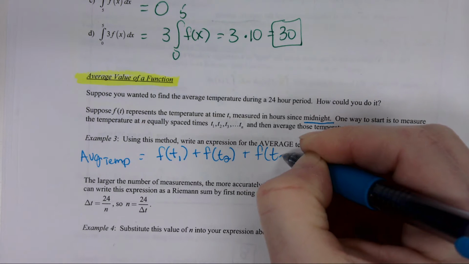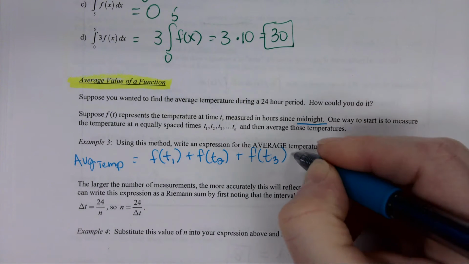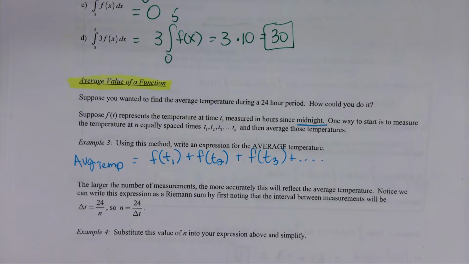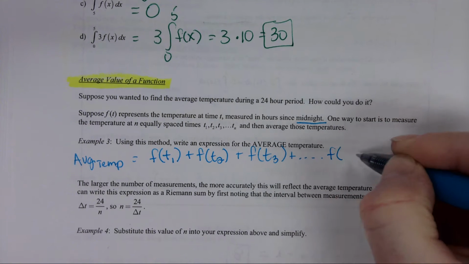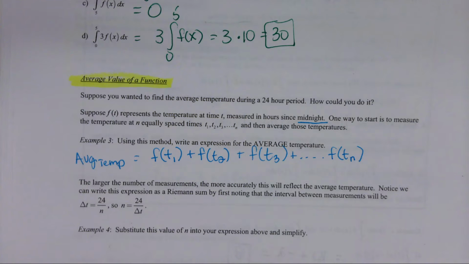f of t sub 3, dot dot dot, the pattern continues. What's the last one we see in the set? Plus f sub t sub n, f of t sub n, sorry. And what would I divide by?